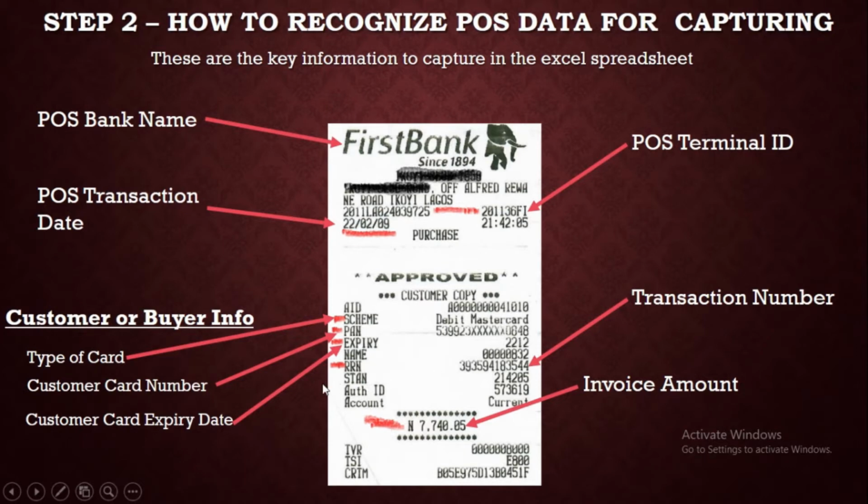Okay, and then you have the transaction information called RRN. So this is a unique identifier for this transaction. Okay, so you have the transaction number. Now you also would need to capture the amount on the invoice. So these are the basic information that you need to capture. Okay, and I tell you, if you pick this receipt and look through it, you'll be able to read it. So these are the information that you can capture.